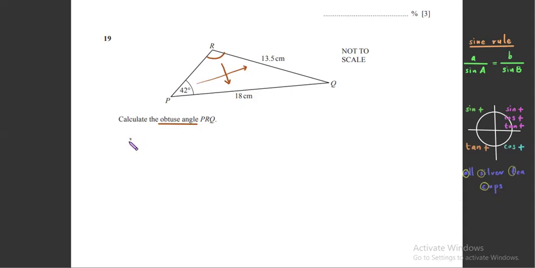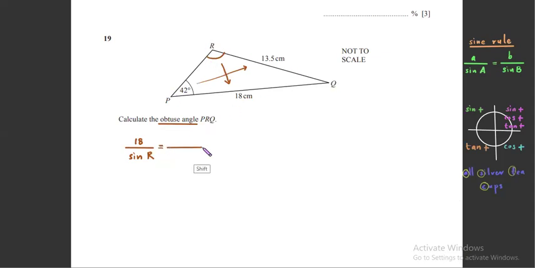So I can write the sine rule as a over sine A is equal to b over sine B. So instead of writing it directly, I'm going to substitute the values. So I'm going to write a as 18 over sine A, which is going to be sine of this angle R that we have, which is angle PRQ.